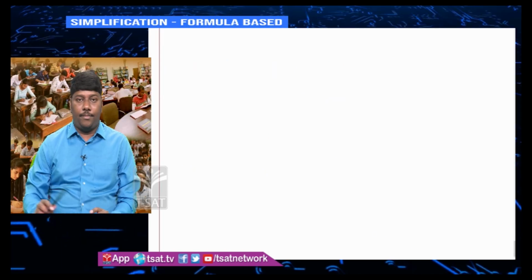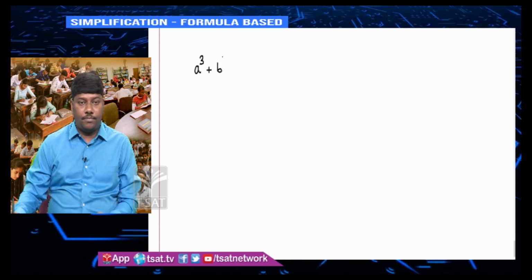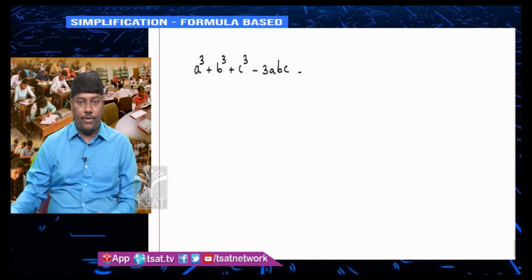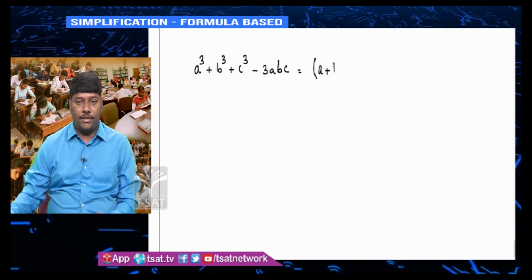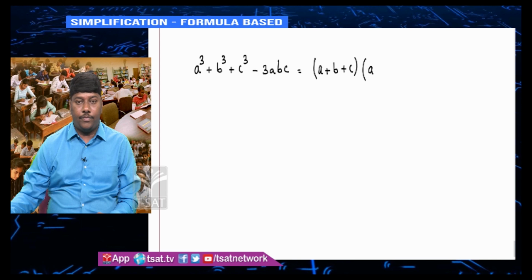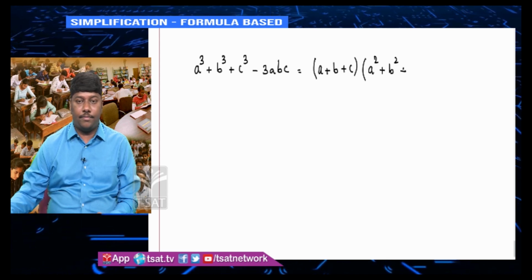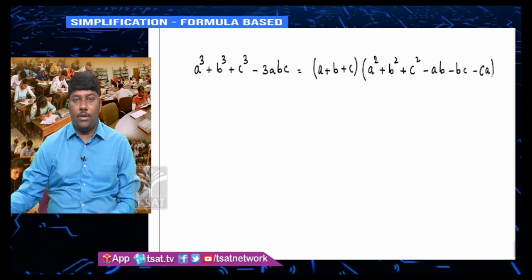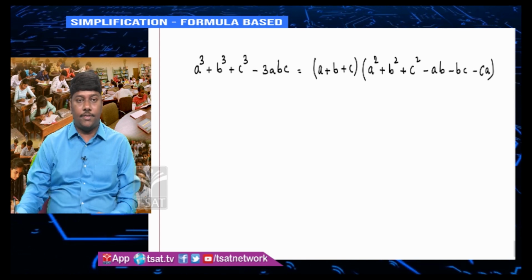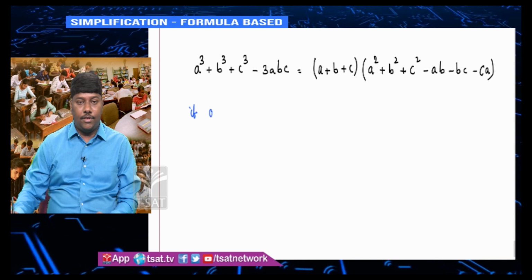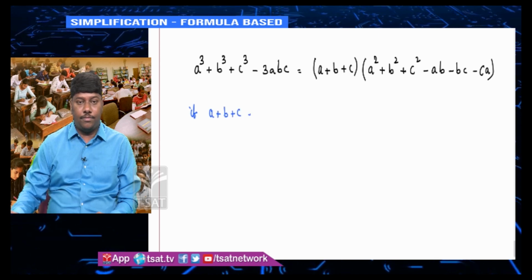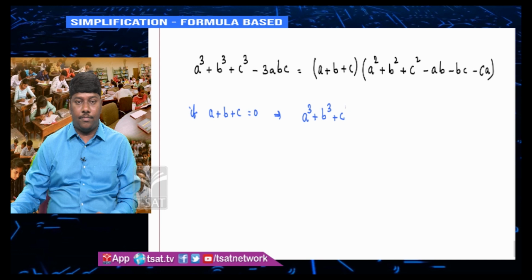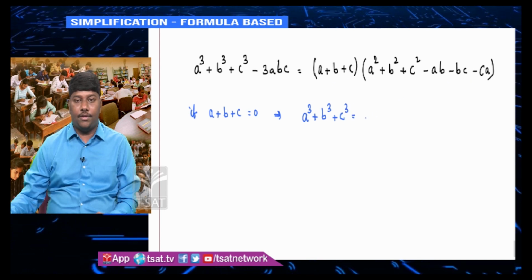Now, look at the application of another formula. A cube plus B cube plus C cube minus 3ABC is equal to A plus B plus C into A square plus B square plus C square minus AB minus BC minus CA. From this you can actually derive a number of formulas, such as if A plus B plus C is equal to 0, then A cube plus B cube plus C cube is equal to 3 into ABC, because this entire term becomes 0.